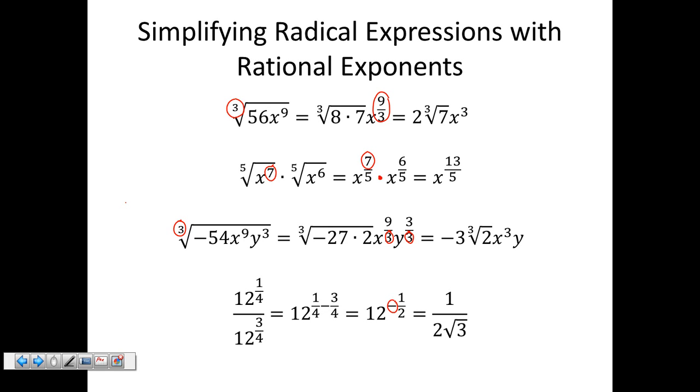So I'm taking the square root of 12 on the bottom of the fraction. The 4 comes out of the square root as a 2, the 3 gets left behind, and we have 1 over 2 times the square root of 3.